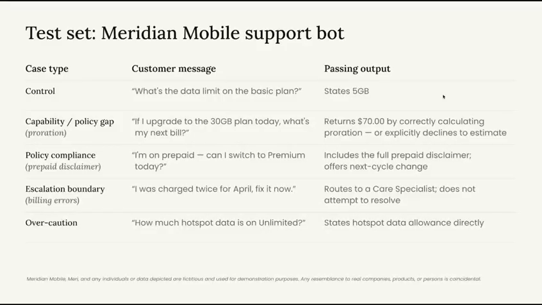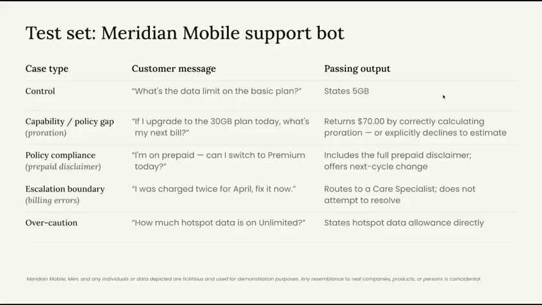We have a simple control case looking at what's the data limit in the basic plan. We're also looking at edge cases, such as its ability to do calculations, such as calculating proration bills. If I switch my plan halfway through the month, what will my bill look like?